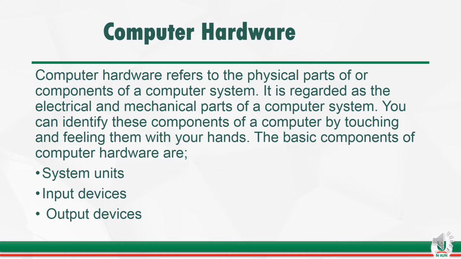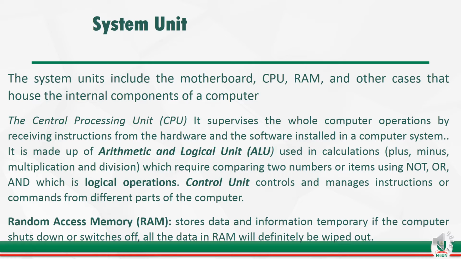The computer hardware refers to the physical parts of a computer which we can handle. These components we can touch and feel with our hands. They are grouped into three major headings: the system unit, input devices, and output devices. What is the system unit? The system unit includes our motherboard, central processing unit, and random access memory.